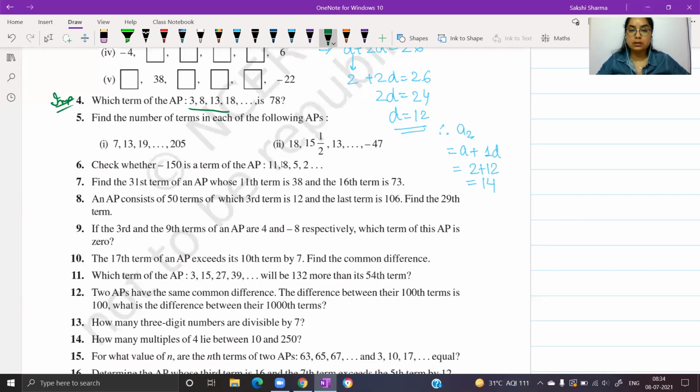At what place? 3 is at first place, 8 second place, 13 third place, 18 fourth place. You have to tell which place 78 is at. That means you want to find out n if an is 78.